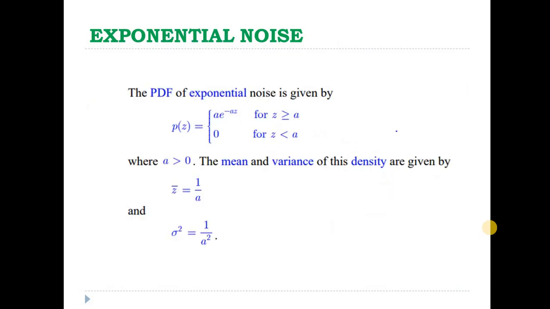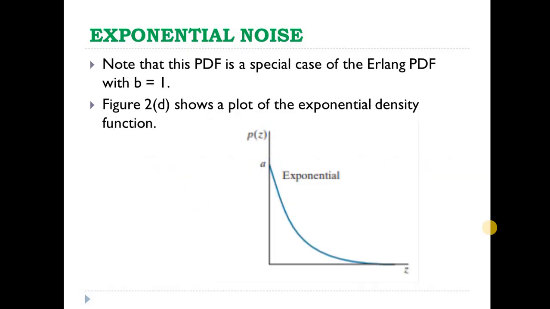Next, exponential noise. The PDF of the exponential noise is given by P(z) = a e^(−az) if z is greater than or equal to 0, and 0 if z is less than 0. a should be greater than 0. The mean and variance are 1 by a and 1 by a squared respectively. Exponential noise is maximum at the origin and decays exponentially.